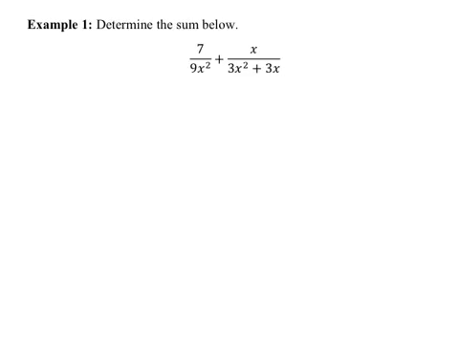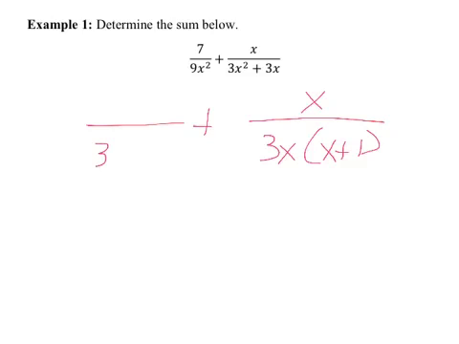So let's take a look at an example now. Here in this one, first of all, it's addition, so we're good. Next, we'll start by factoring all the denominators completely. Some denominators are easier than others. The one on the right is obvious: 3x comes out, leaving behind x plus 1. On the left-hand side, it's not as obvious, but it's 3x times 3x.